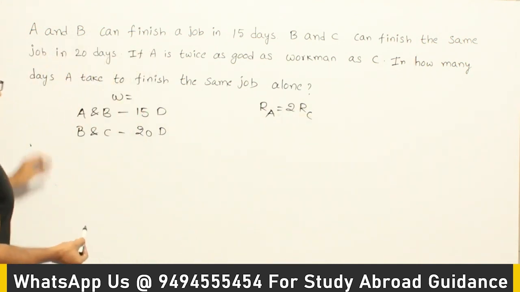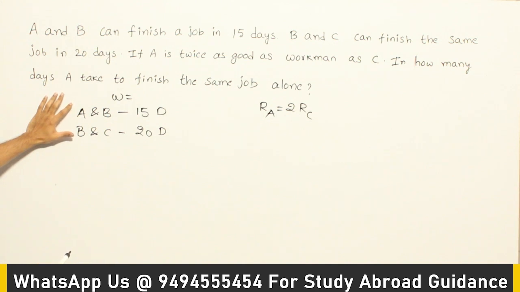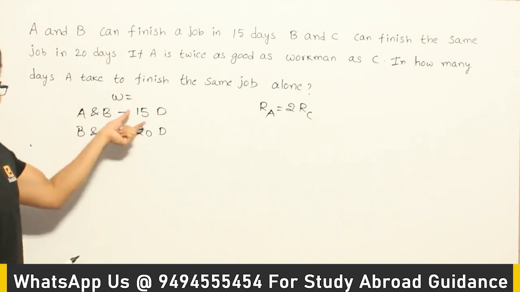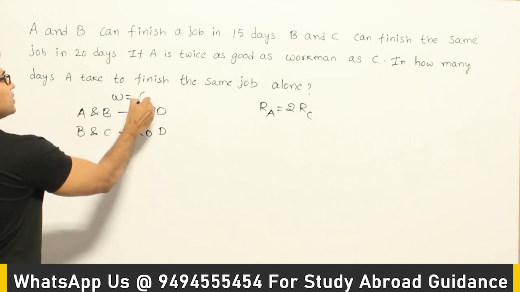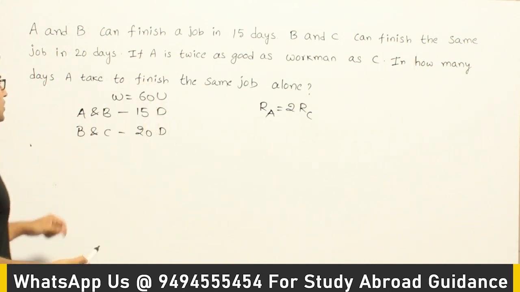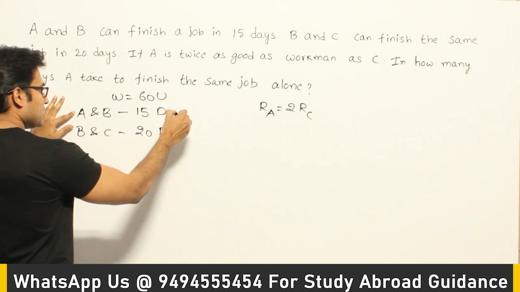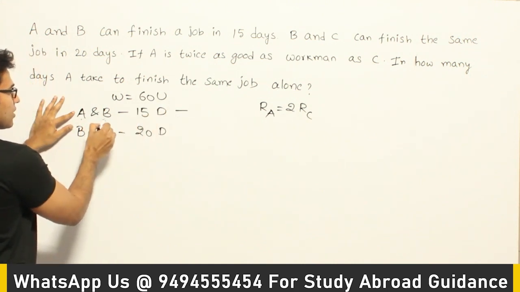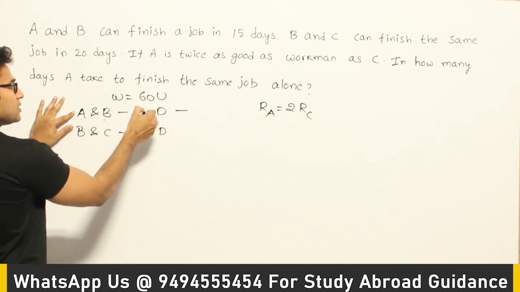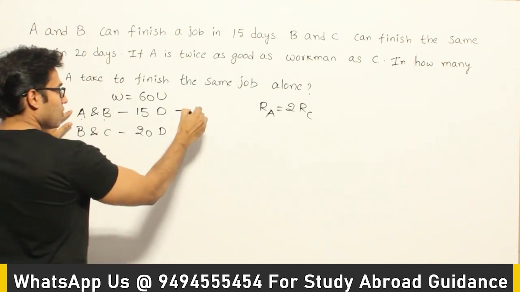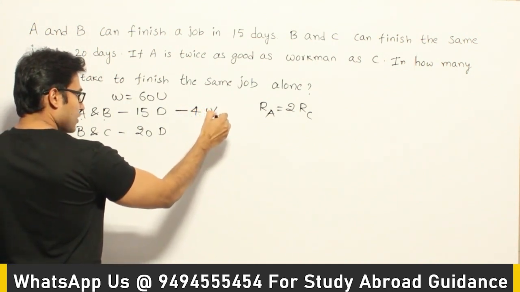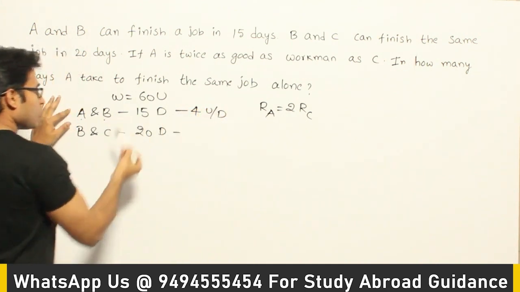Okay, let's see this. Now what will be a better number for this? So 15 is given and 20 is given. You can take any number which is a multiple of these two. I am taking 60 units. If you take that 60, then what is the rate at which A and B have worked together? 60 by 15, which is 4 units per day, is the rate at which both of them are working together.